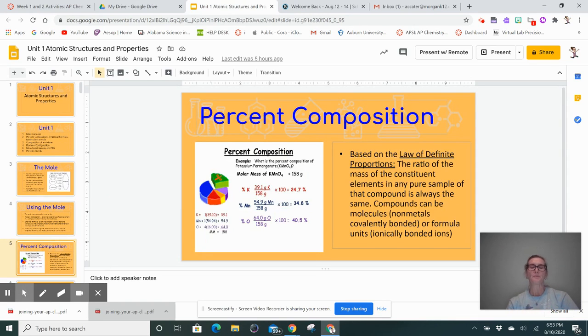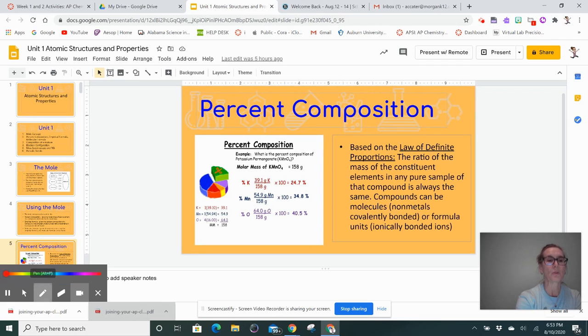Percent composition. When we talk about percent composition, remember we're going to take the total molar mass, the total molecular mass of that particular compound, and we're going to divide that into the mass of each element that's in that particular compound. So you can see a sample problem here.